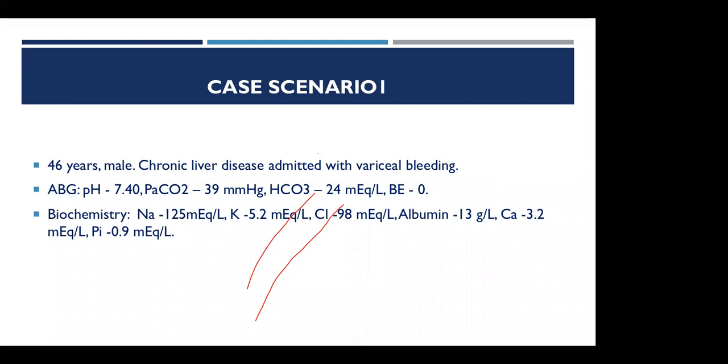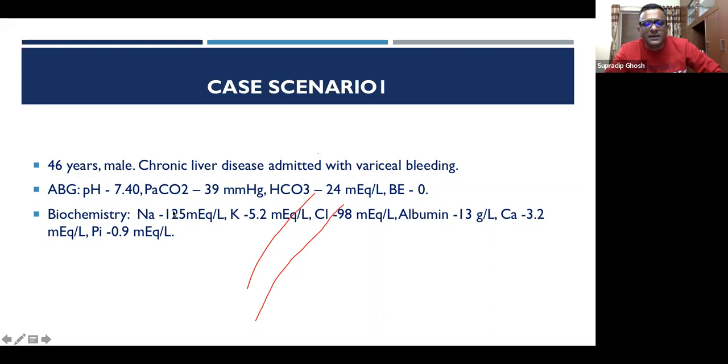Yeah. So if we take potassium into consideration, it will be different. Let's not take potassium into consideration. Let's calculate sodium 125 minus chloride plus bicarbonate. That comes around 22.3. Now we have to go for albumin correction.